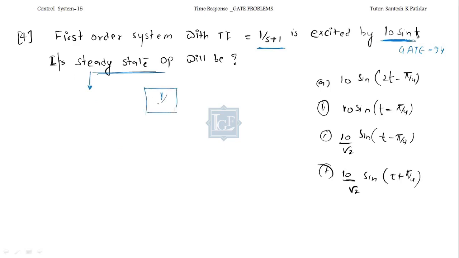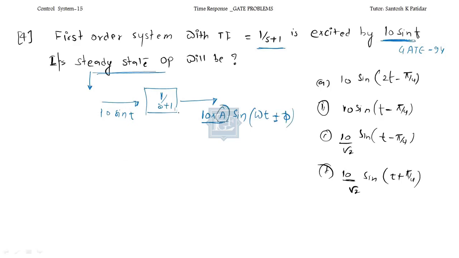So the system given to you is 1 by s plus 1. To this system you are applying 10 sin t, and you have to take the output from it, and we discussed this. The output will be 10 A sin(omega t plus or minus phi). This A is the magnitude provided by the system, and this phi is the phase provided by the system. What is this A, what is this phi?